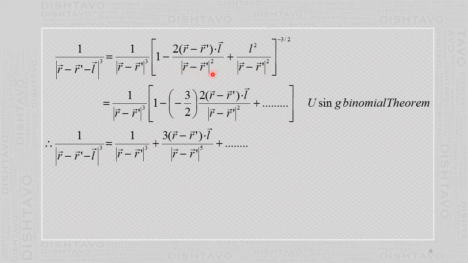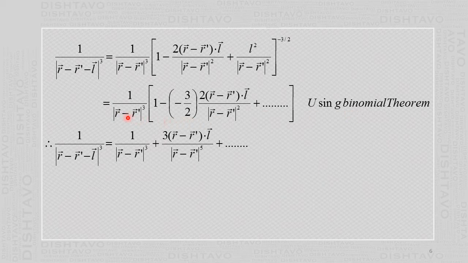Now here for this bracket we use the binomial theorem. According to the binomial theorem, (1 minus x) raised to n equals 1 minus nx plus some higher terms. Now here n is minus 3 by 2, and these two terms are x. So (1 minus x) raised to n is 1 minus n, which is minus 3 by 2, times x. So this term is also there, but there is an l square. l is very small, and its square will be still smaller. We are going to neglect it, so that's why I am not writing it. So this we get by using the binomial theorem.